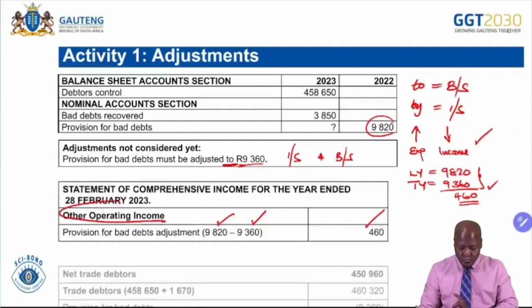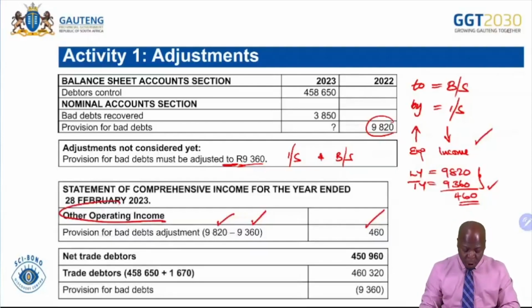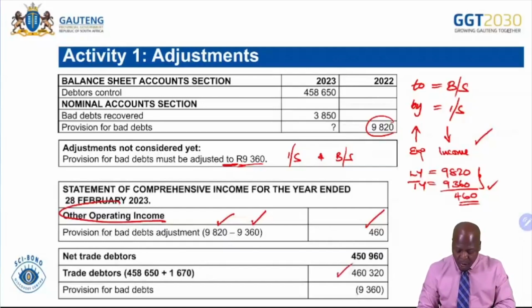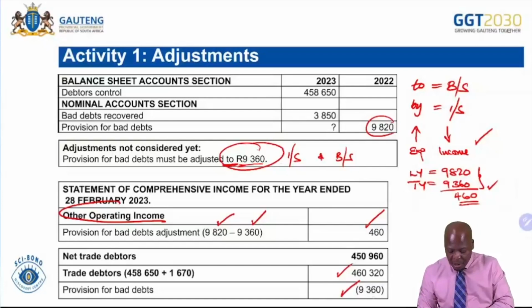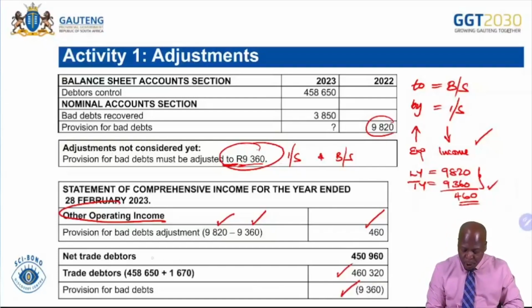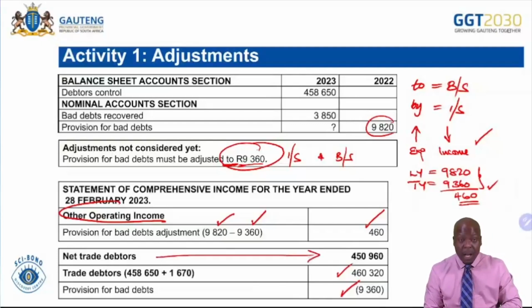But we would also want to show how to record this in the statement of financial position, whereby remember we had our trade debtors here, so we would come and subtract the provision for bad debts. We are taking the amount, there it is. Then if you subtract your 9,360 from your 460,320, you then end up with your net trade debtors. Remember, this was also part of the demands of this question, so I've already answered that particular area. Can I move on? All right, let's move on to the next one.